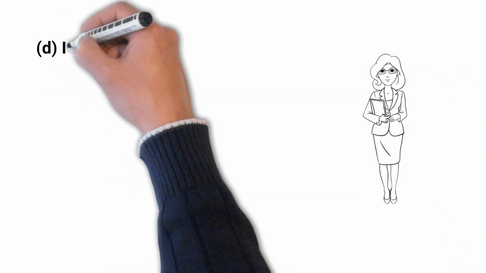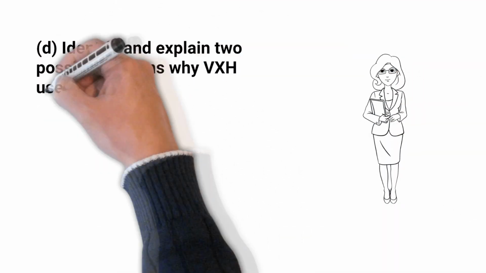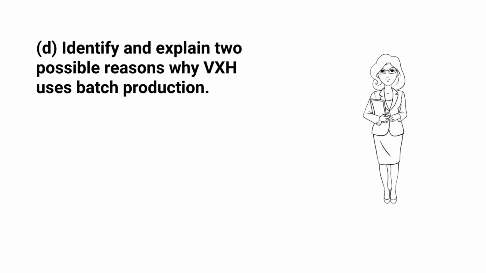Next, identify and explain 2 possible reasons why VXH uses batch production. This question must include knowledge, application, and analysis. 1. It is flexible as it is able to change products easily to meet changes in customer demand for different flavors. 2. Provide some variety of jobs to workers, helping improve employee motivation so fewer employees might leave. 3. Allows use of specialist skills, so able to take advantage of specialization to increase output.